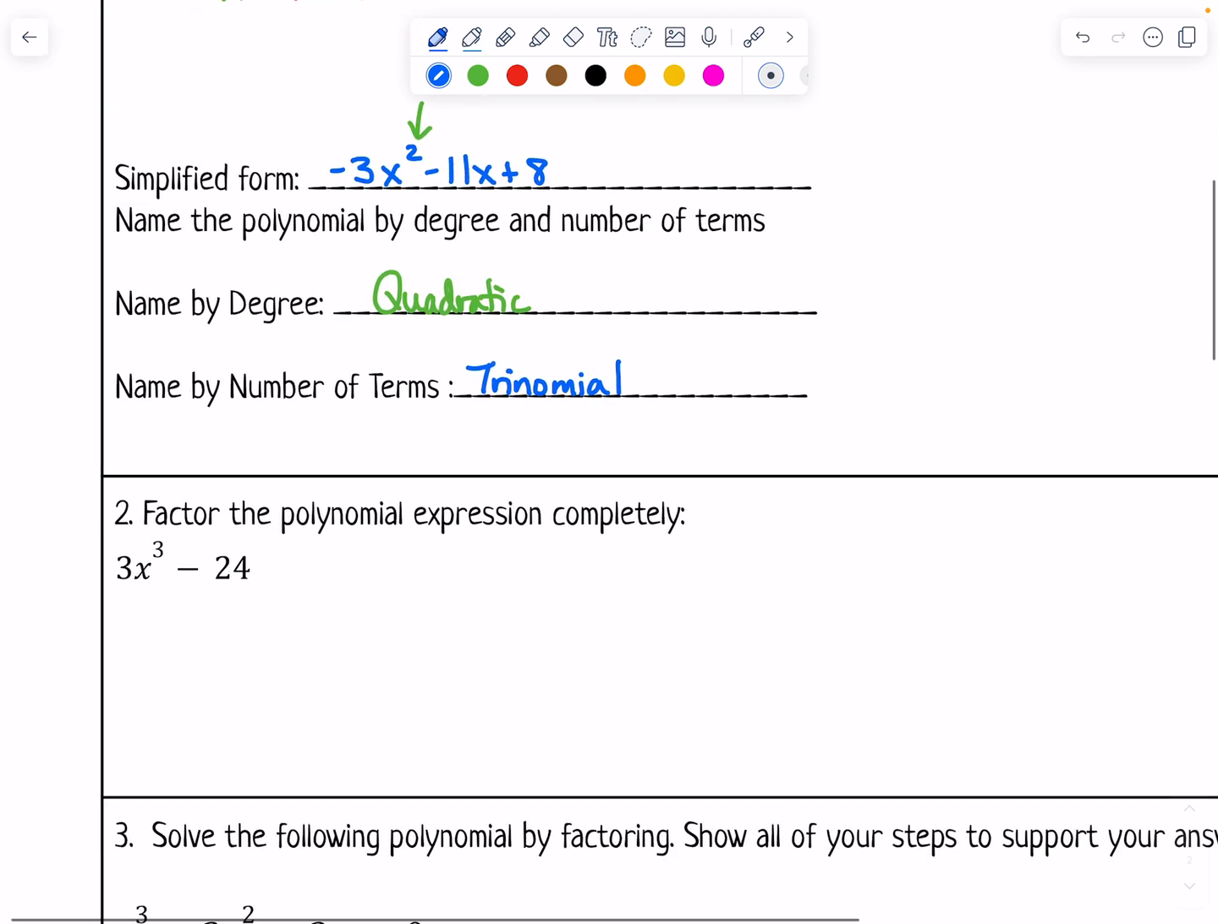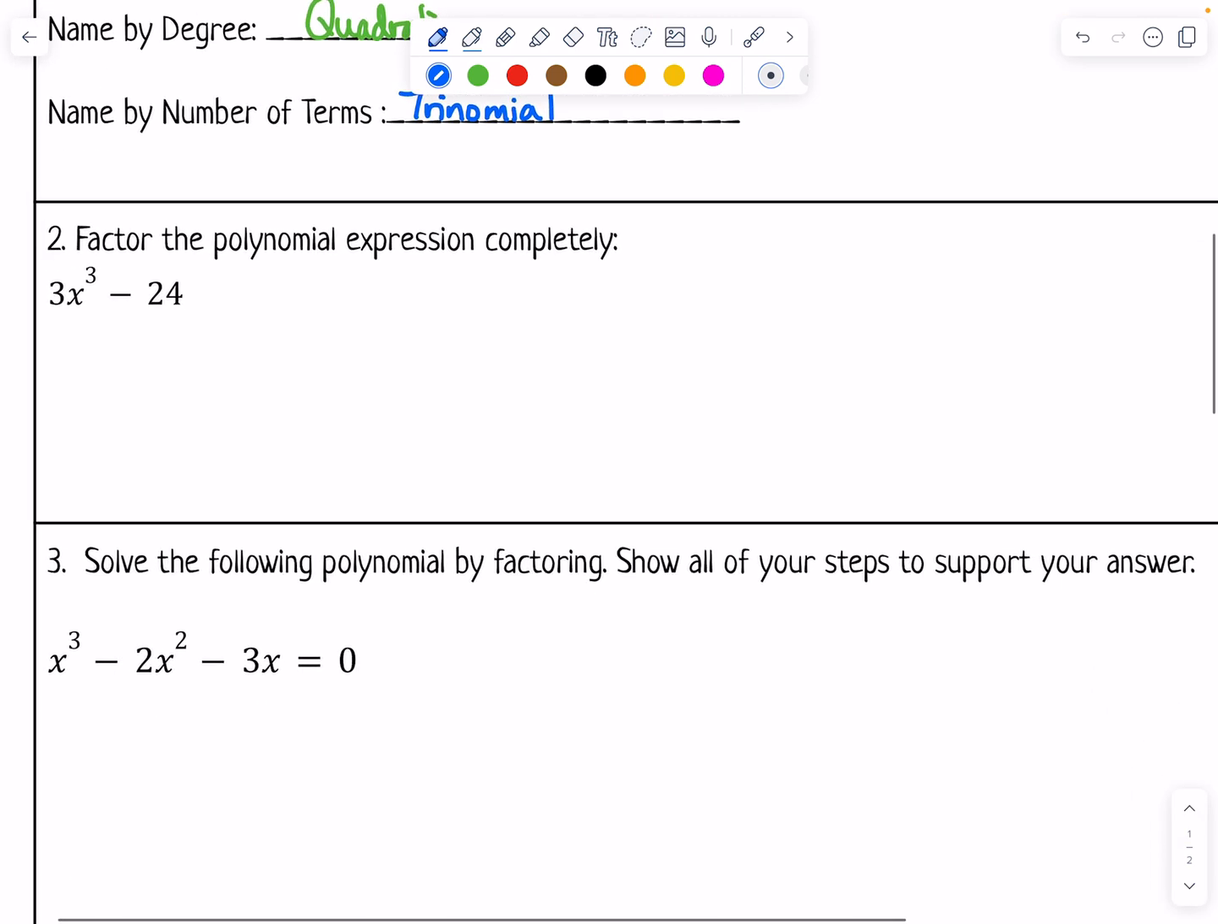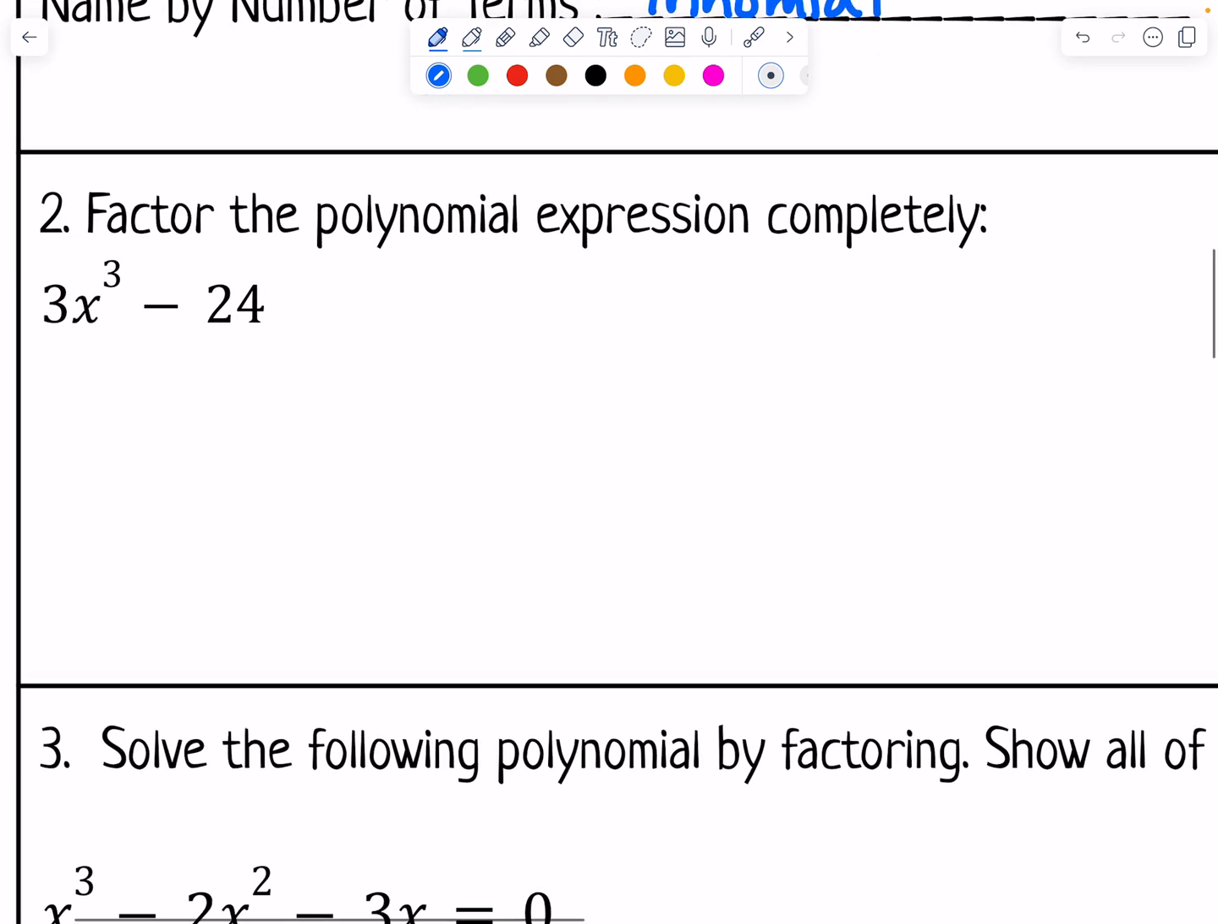All right, so that's it for number 1. Number 2 says factor the polynomial expression completely. So I see that I have 3x cubed minus 24. First I want to look for a greatest common factor because we should always look for that first when we're factoring. 3 would divide evenly by 3 and 24 would also divide evenly by 3.